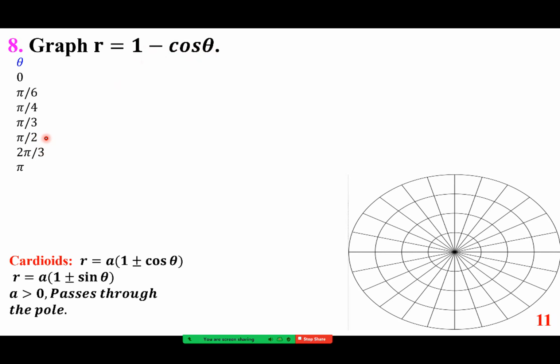2 pi over 3 is the same as pi over 3, but it makes it negative, because in the second quadrant, cosine is negative. So minus negative 1/2 makes it positive 1/2. So 1 and positive 1/2 is 3/2. If you plug in pi, you get negative 1. Minus negative 1 gives you plus 1, so it gives you 2. So I'm assuming everybody can easily plug in.